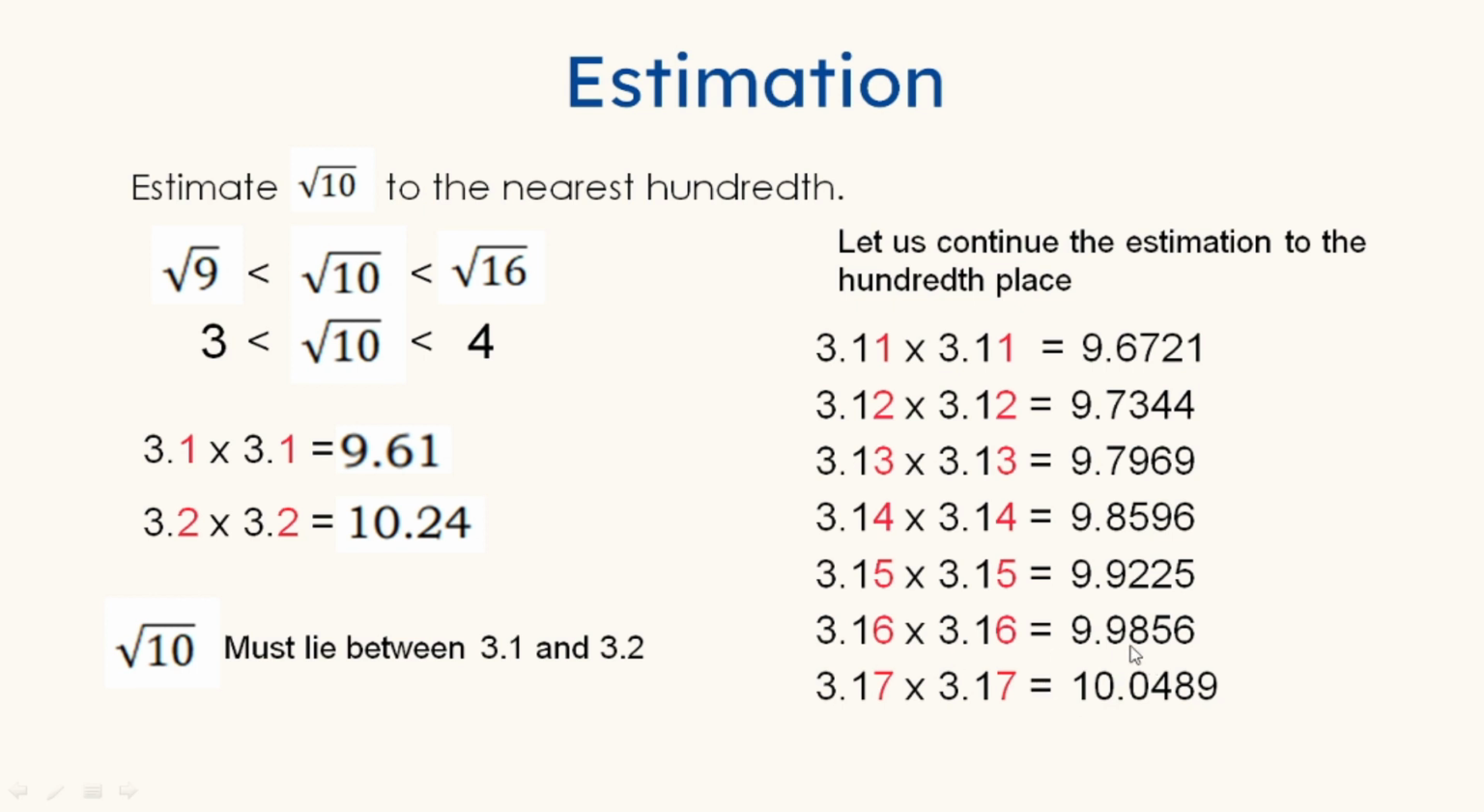So, ibig sabihin, ano yung pinakamalapit sa dalawa? Ano kaya magiging sagot? So, sa 3.16, as we can see, 9.98, kailangan na lang natin ng 0.02, tama? Para maging 10 siya. Ito naman, sobra siya ng 0.04 para maging 10 siya. So, ibig sabihin, mas malapit si 3.16. Therefore, by estimation, ang square root of 10 is equal to 3.16.